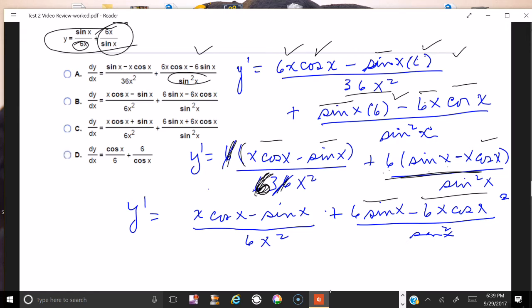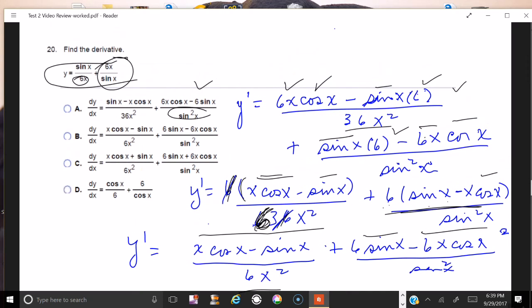And then the first term here, after we divide the 6's out, is x cosine of x minus sine of x over 6x squared, and that is answer B.